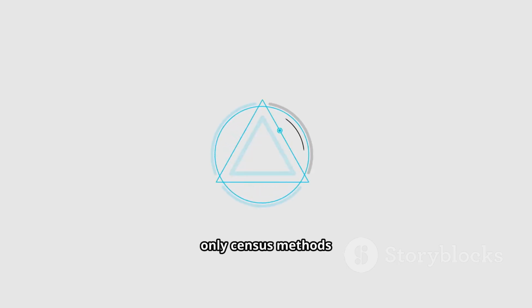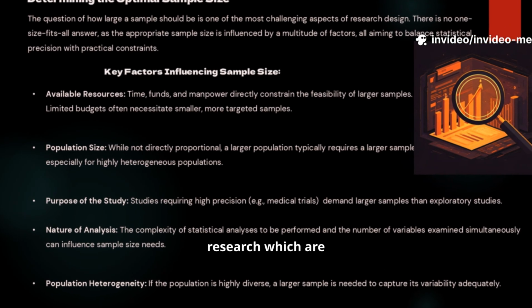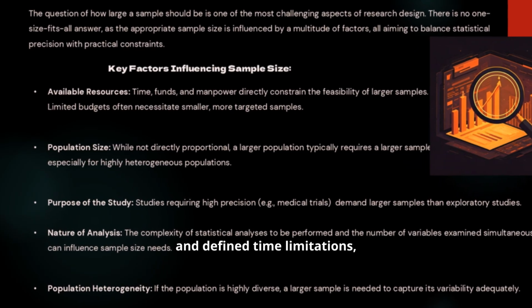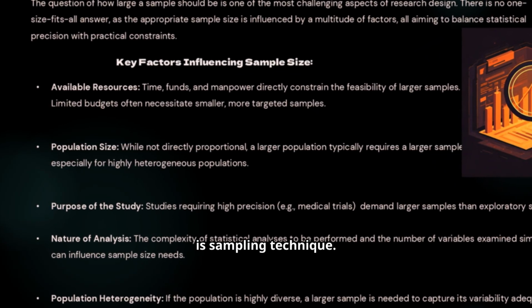For critical topics like national demographics, only census methods provide the absolute counts and detailed breakdowns needed for accurate policymaking and resource planning. As census is not feasible for any institutional research with limited funds and defined time limitations, research scholars' most trusted method is the sampling technique.